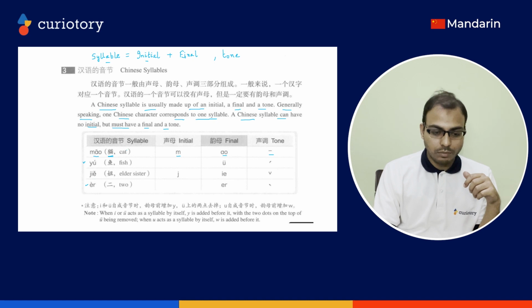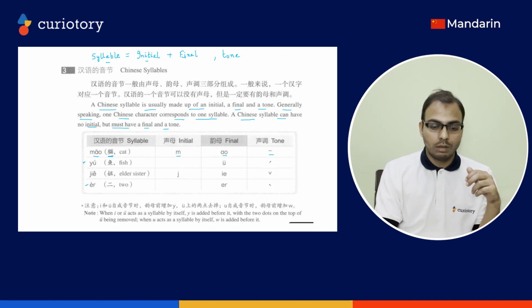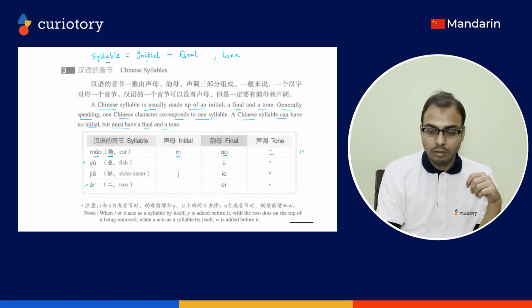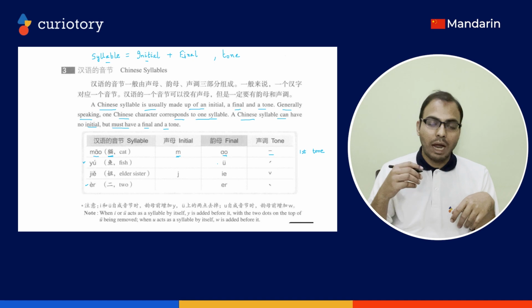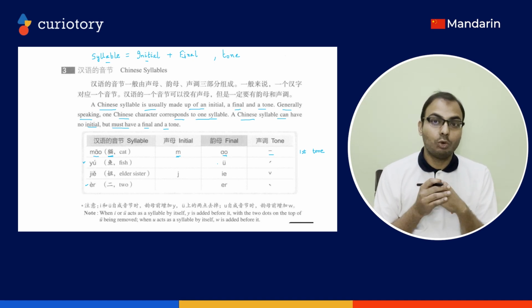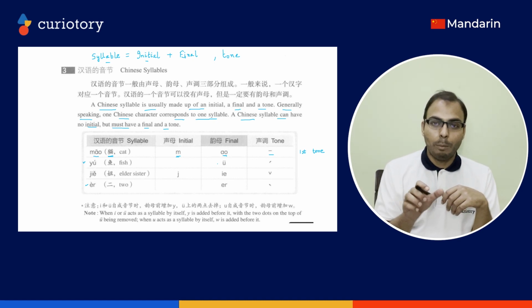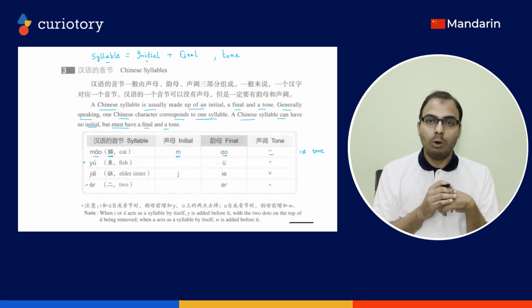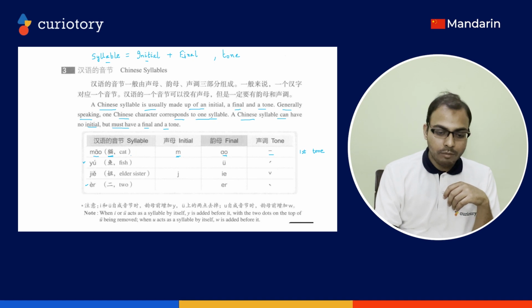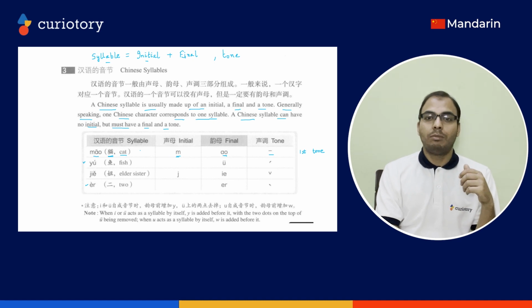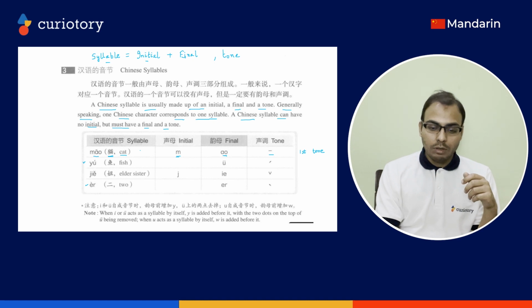Now in the case of Mao, what is the initial? Initial is M and the final is Ao, and the tone is first tone. So how to say it? Mao. You will have to take into account the first tone. What is the rule? Drag a while. So M plus AO, Mao, and you have to drag a while. Mao, and what does it mean? It means cat. If you change the tone, its meaning will not be cat. So you will have to take care of the tones.